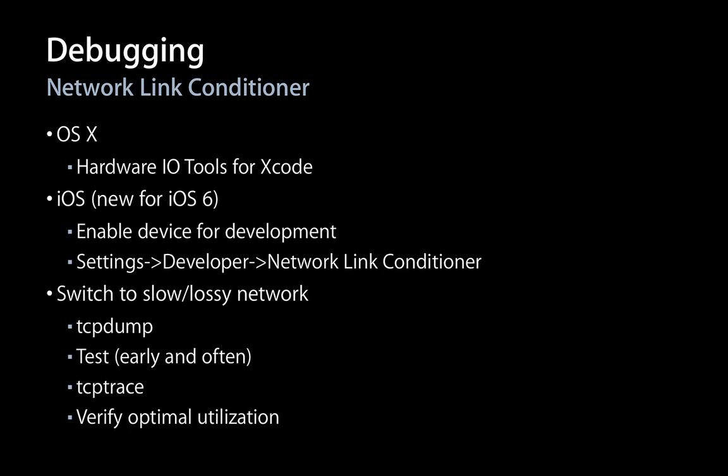It's really important as you're developing your application, especially early on, to test on realistic network environments that don't necessarily perform really well. One technique is to go ahead and run TCP dump and go ahead and test while you're simulating a slow and lossy network. Throw that TCP dump packet trace into TCP trace and do an analysis and make sure you're actually taking advantage of all the throughput that's available on the network.